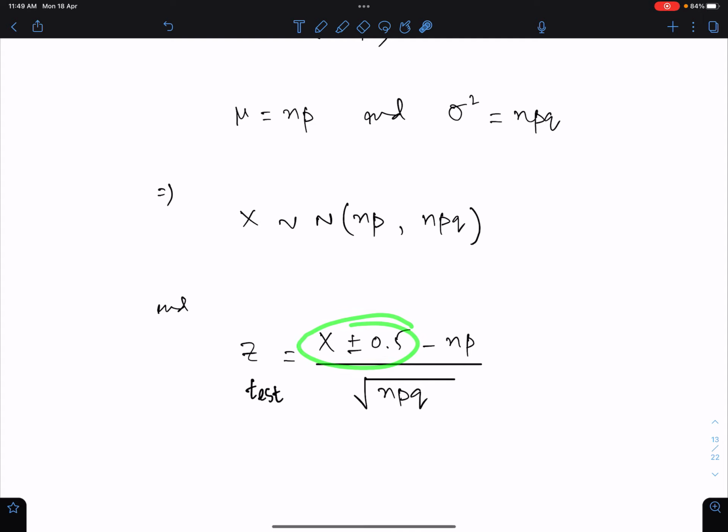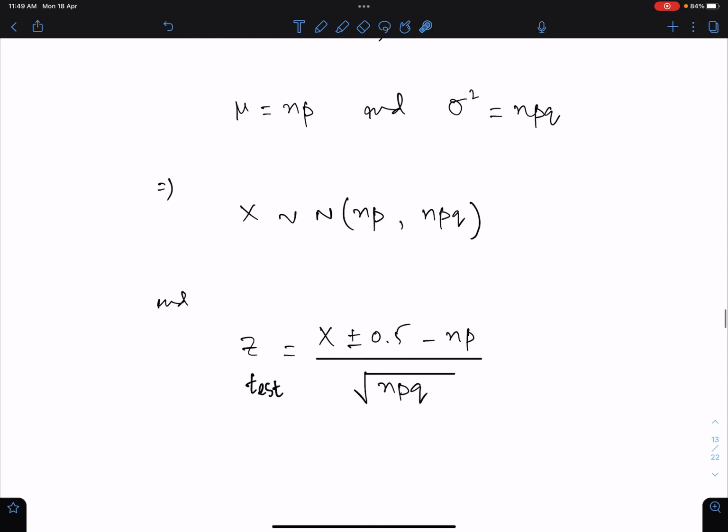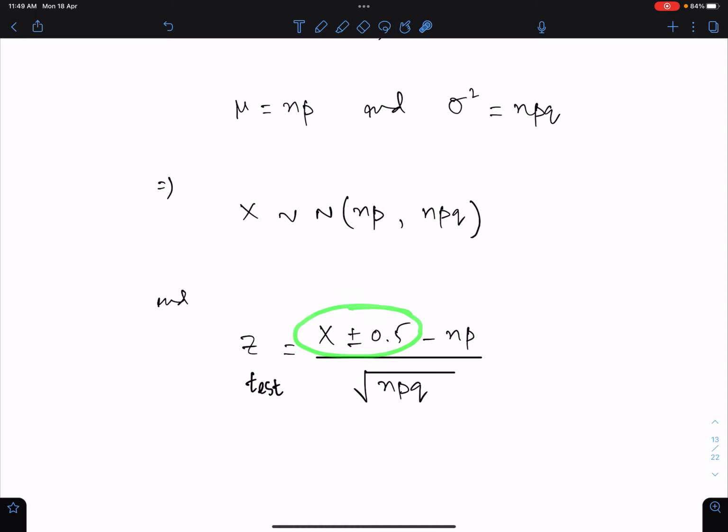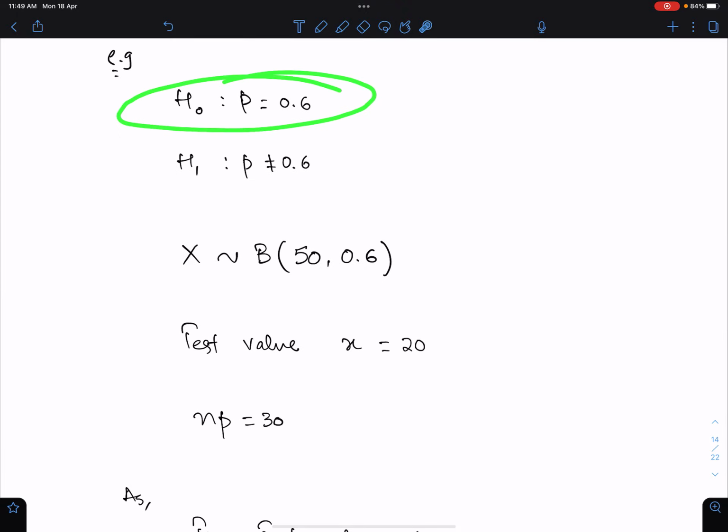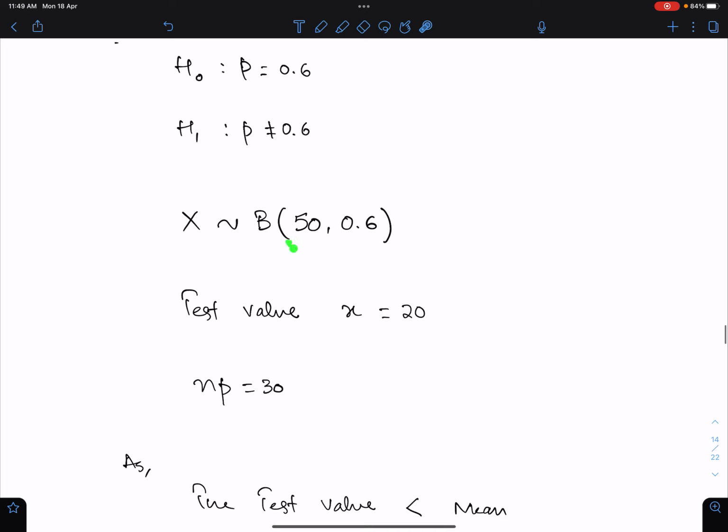You have to do the continuity correction. So X plus or minus 0.5 minus np here, and under root npq here. You can understand this concept with the help of this example. Given H0 is p = 0.6 and H1 is p not equal to 0.6. This means a two-tailed test, and this is binomial. See, both np and nq are greater than 5 in this case, so you have to use the normal approximation here. And the test value is 20.